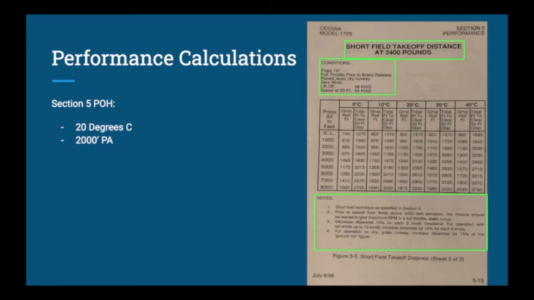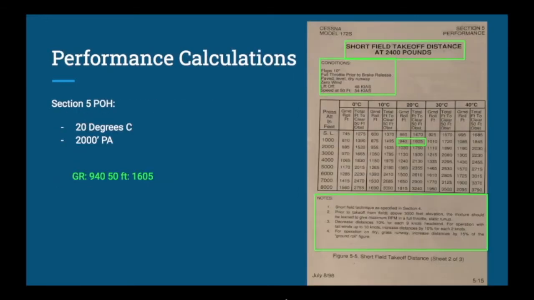But if we're just looking at the chart itself, we want to figure out our pressure altitude and the temperature. You can find these from a METAR, the altimeter setting, and the outside air temperature. So here we'll say it's 20 degrees and we are at 2,000 foot pressure altitude. So you're going to come to this column and row. Actually, we're on the 1,000 foot column there. So we have a ground roll of 940 and the 50 foot obstacle of 1605.